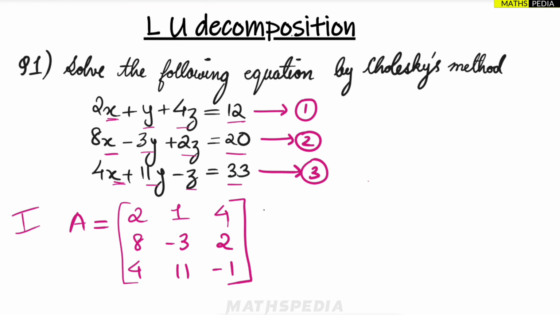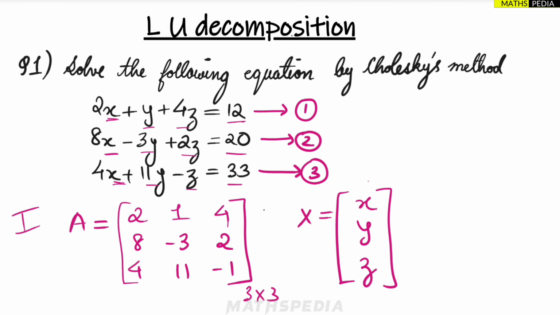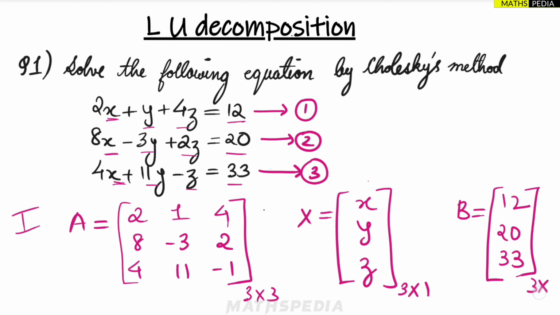This we have done. Now next, we have to bring the X matrix. X matrix is nothing but the variable matrix. Here what is the variable matrix? X, y, z. Column wise you have to write. So this is 3 cross 3, 3 rows 3 columns because 3 equations are there, and this is 3 rows and 1 column, 3 cross 1. Now what is B matrix? B matrix is nothing but the constants which are sitting on the right hand side. So 12, 20, 33. This is 3 cross 1 again. Okay. So I hope you understood this part. This is the first step. Let us go for the second step.